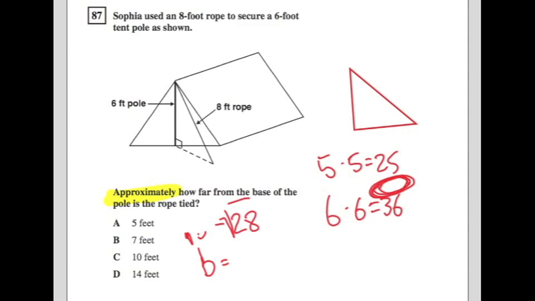What number is better? 5 or, I know it's not 10. I know it's not 14. So I'm looking for a number that's somewhere in between 5 and 6. What's going to be closer, 5 or 7? I'm going to say it's A, 5 feet, because it's going to be 5 point something, and that's closer to 5 than it is to 7. So my answer is A, 5 feet is approximately the size of that line.